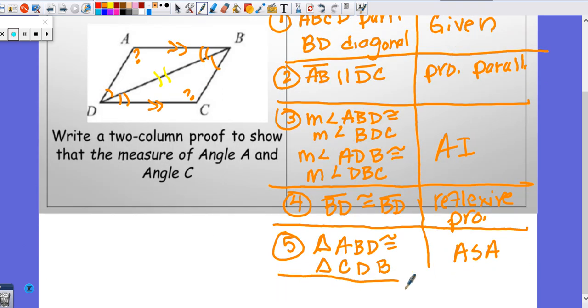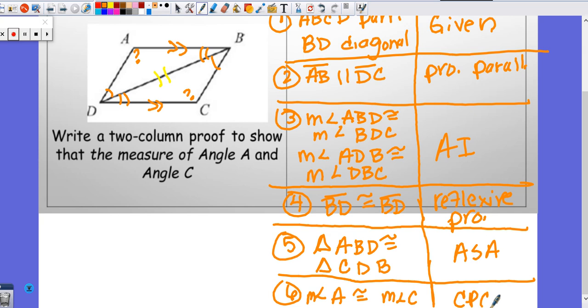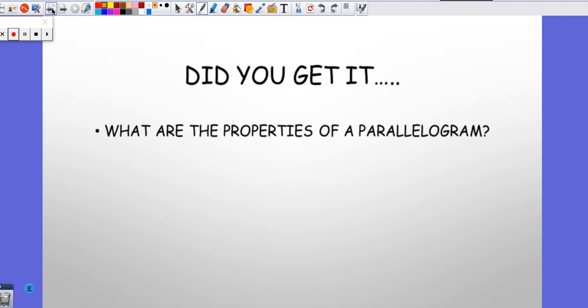And because we have that going on, now we can go and say number 6 is going to be the measure of angle A is congruent to the measure of angle C by CPCTC. Because once we prove one of the congruency statements, all the other parts fall right in line. All right, let's see what we got next. Oh, and we're finished, guys.